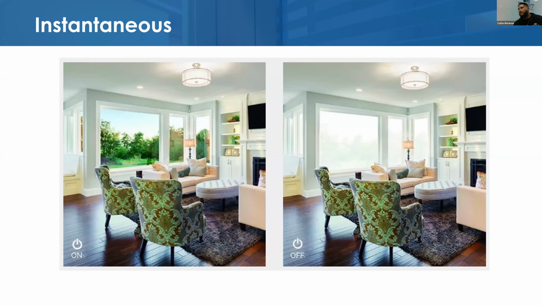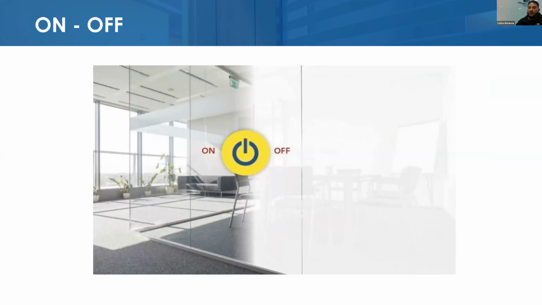All right, so this is a pretty simple one. This is, again, the e-glass or smart glass. This is where you have instantaneous privacy or clear viewing. It allows privacy and discreet observation with a stylish and contemporary aesthetic. With an on-off switch or remote control, the glass can change from opaque to clear.